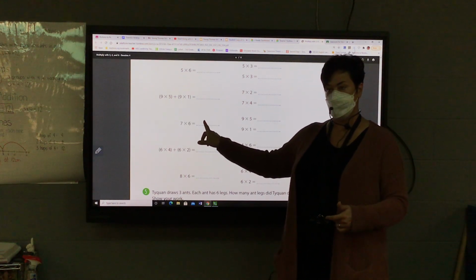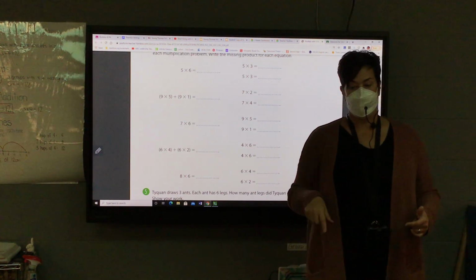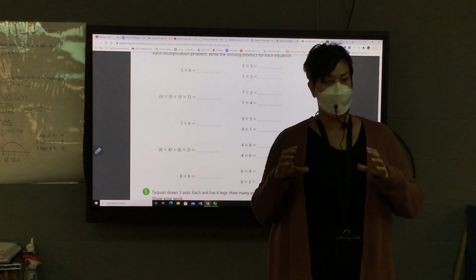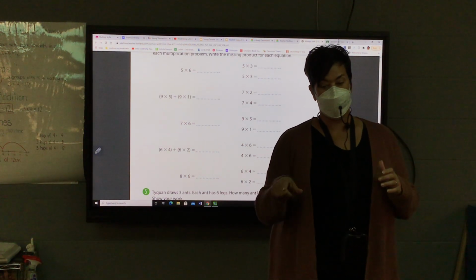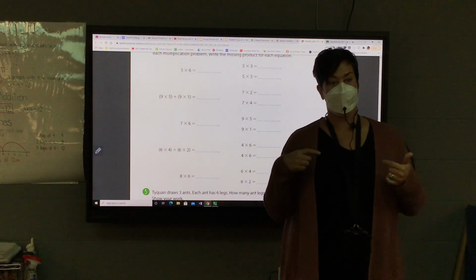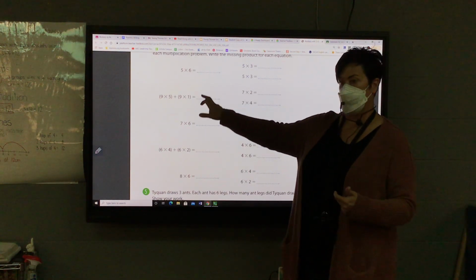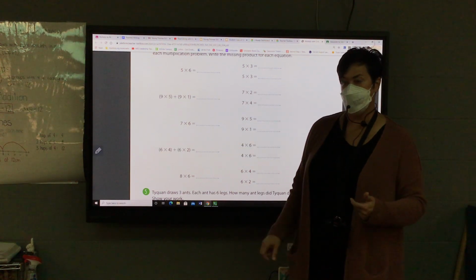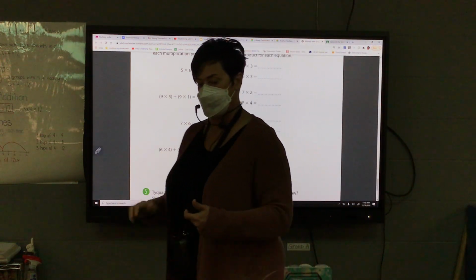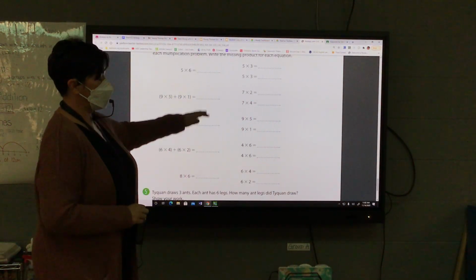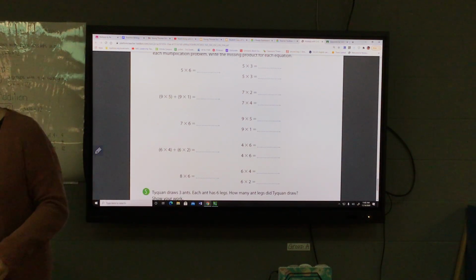Multiply this. Can you use the multiplication chart to help you? Yes, but I wouldn't rely on that because you're gonna have to just learn these facts. All right, so go ahead and find all of the products here right now. Finish this up if you need to, but then find all of those products as well.